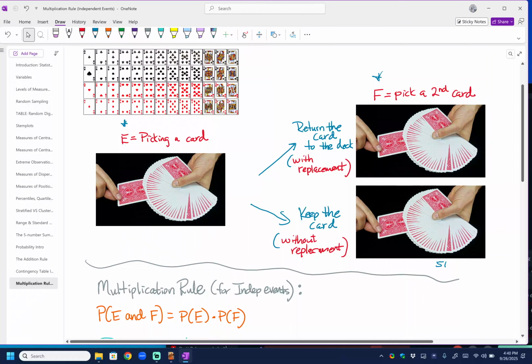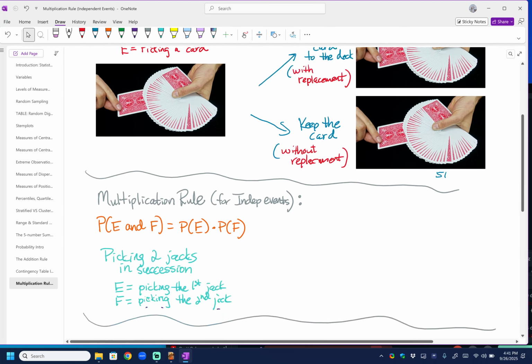Okay, suppose that you have played cards in your life. I could totally see a scenario where in the middle of a card game, with 52 cards out, somebody picks two jacks in a row. Maybe you think to yourself, man, how unlikely is that to happen? Well, that's the exact scenario that we're trying to hammer home with the multiplication rule. So let's literally pick that scenario, picking two jacks in succession.